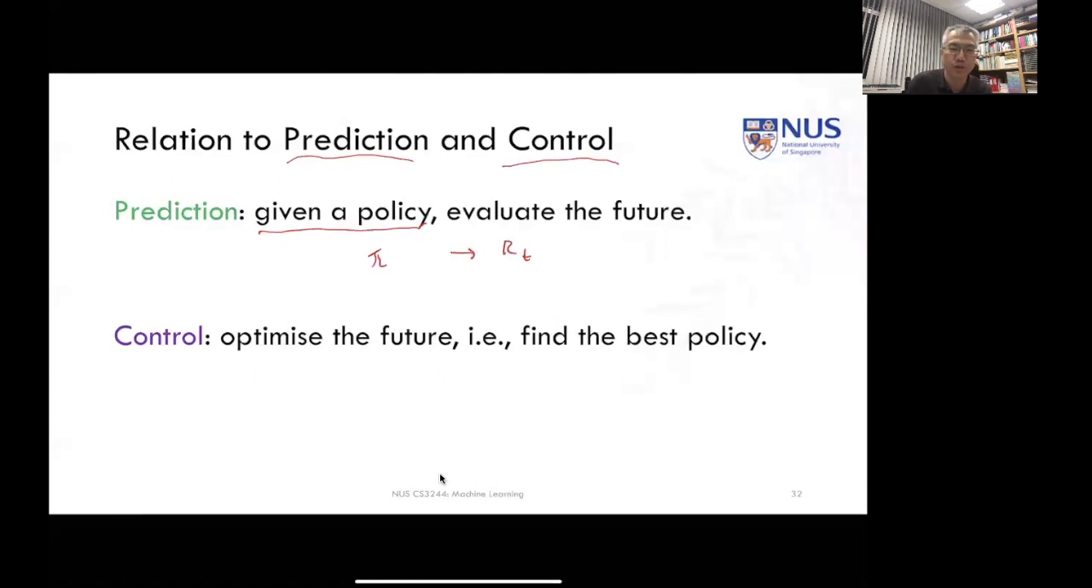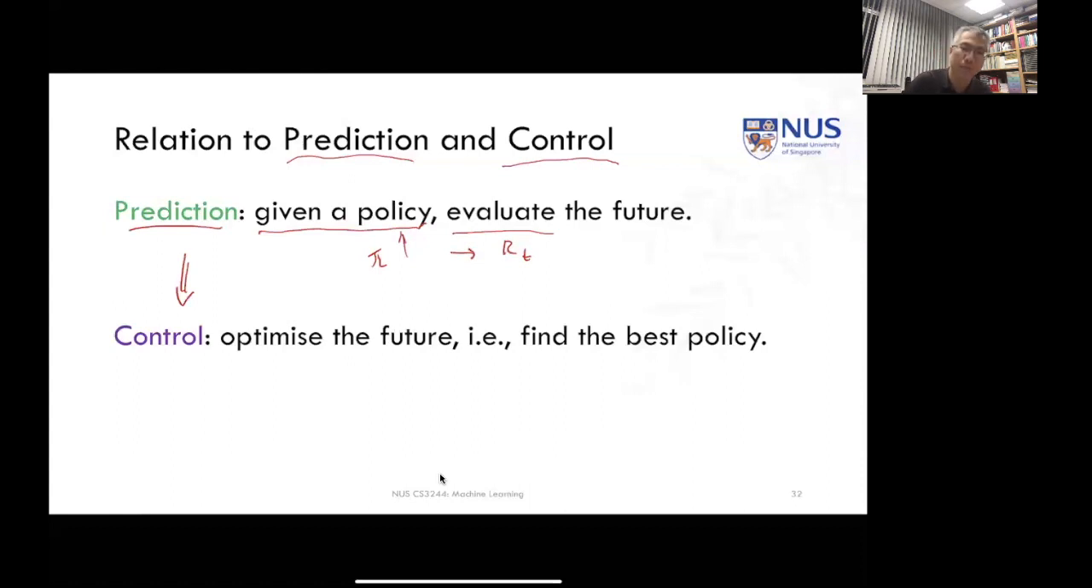So that's the prediction problem, right? And once I have a prediction, I can stick in any policy here. I can evaluate how good it is, evaluate the future fitness of that particular policy. Then this prediction problem facilitates me to do control, right?